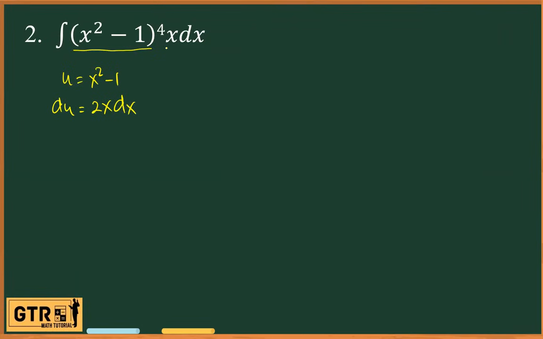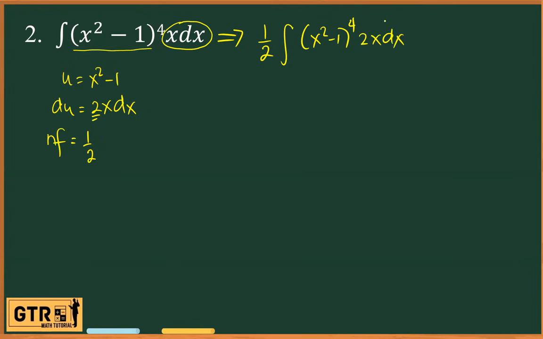As you can see, we have x dx here, so there is no 2. Therefore, we need a neutralizing factor of the reciprocal of 2, that is 1/2. So this can be changed into 1/2 integral of x squared minus 1 to the 4th, and then we multiply the 2x dx. So we have 2x dx.